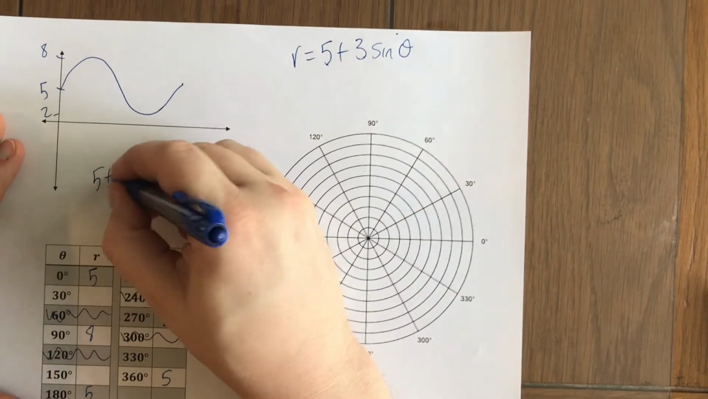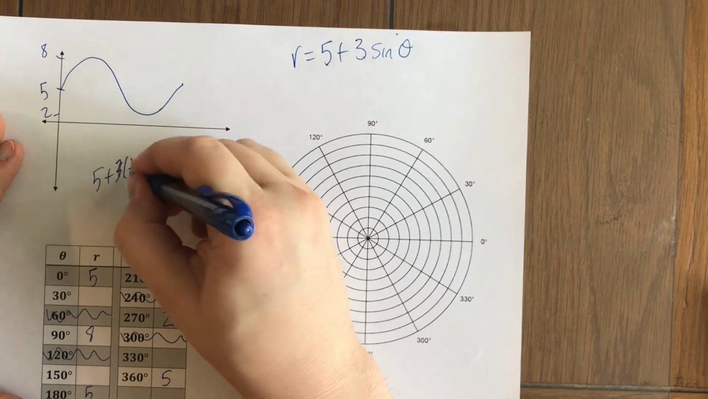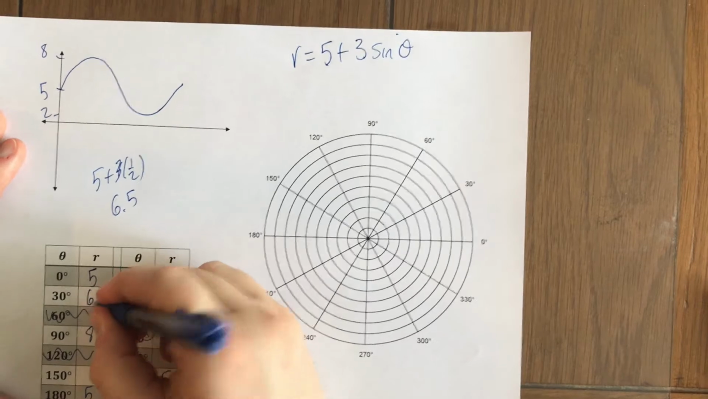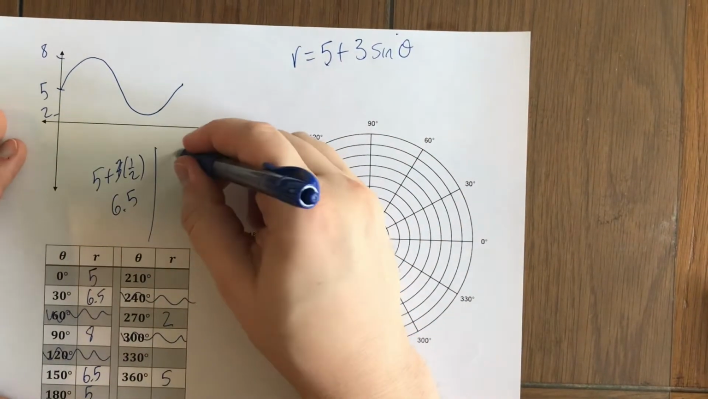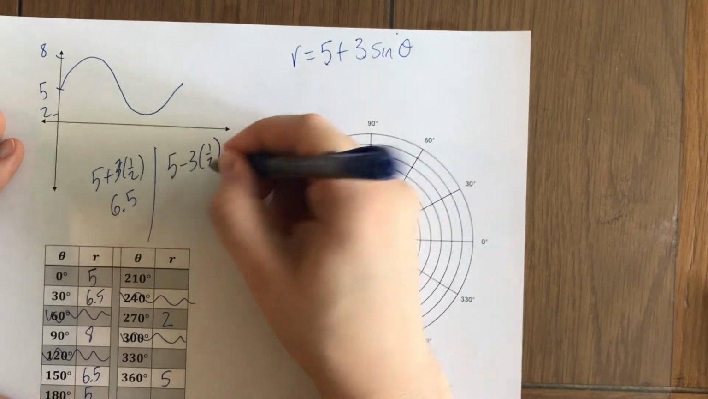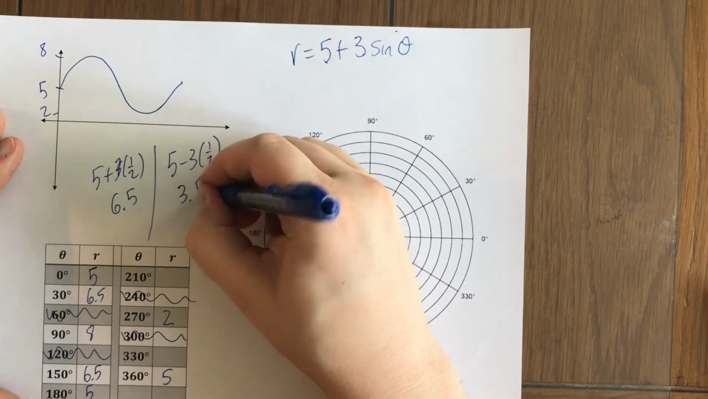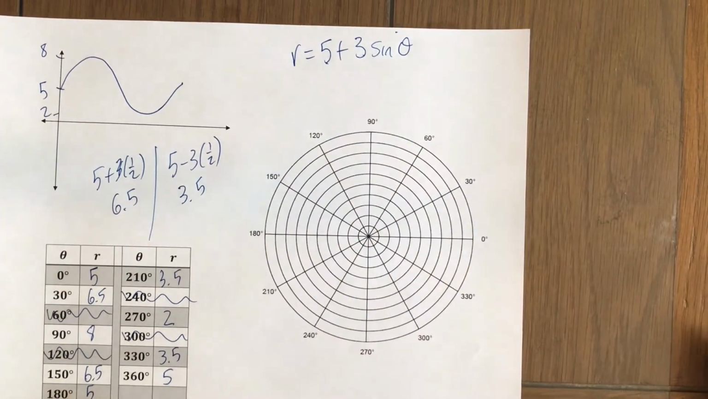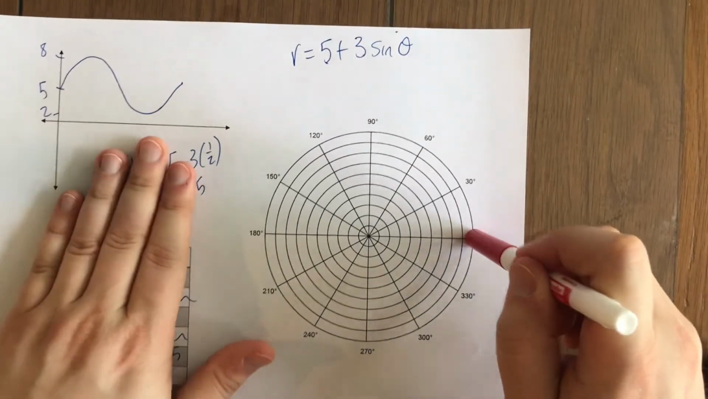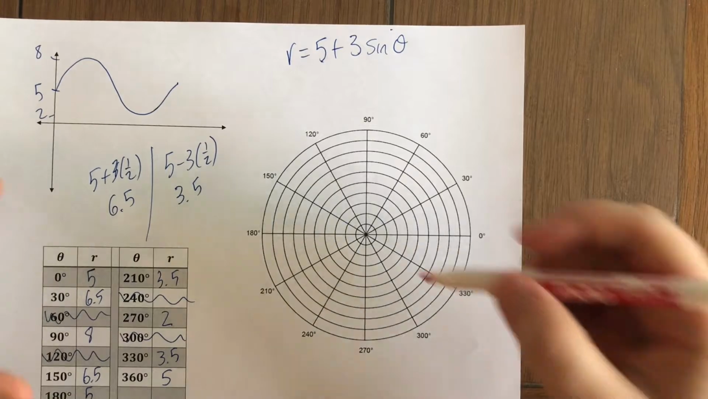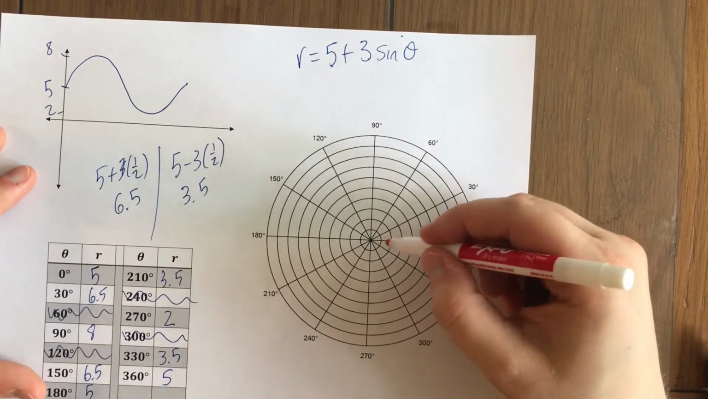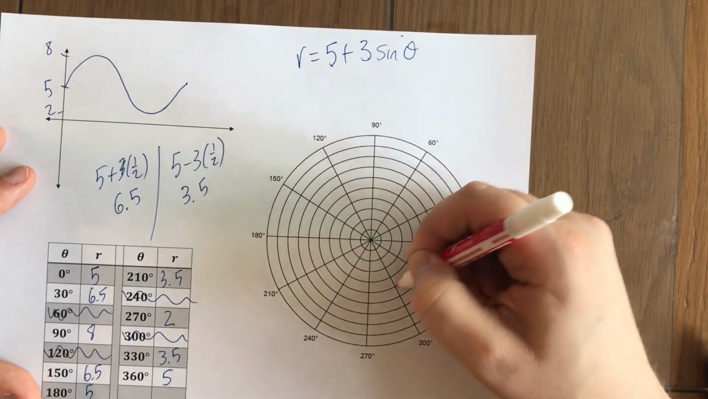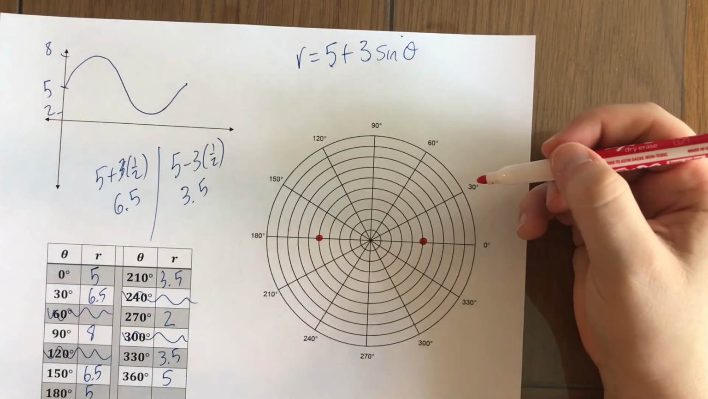Then I can do 5 plus 3 times 1/2. So that's going to be 6.5. That will be in the 2 quadrants it's positive in. Then I will do 5 minus 3 times 1/2. That would be 3.5 in the 2 quadrants where sine is negative. And at a certain point, I'm hoping you'll recognize that you actually don't need this table. You can kind of do a lot of this stuff without it once you get a little bit better at thinking about these. 1, 2, 3, 4, 5 here and over there.